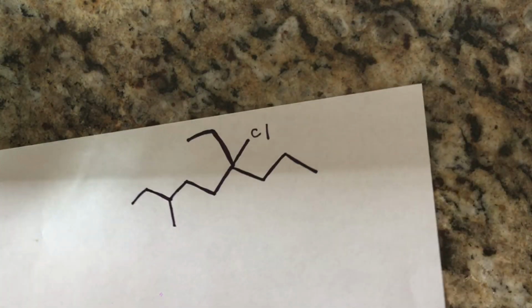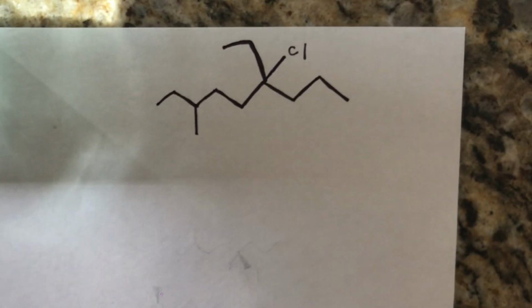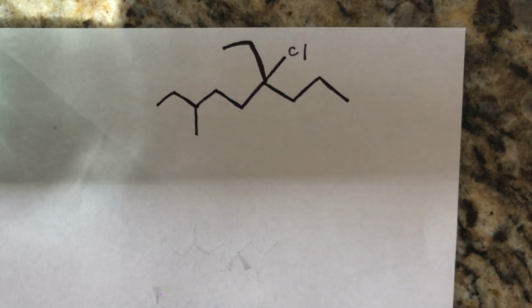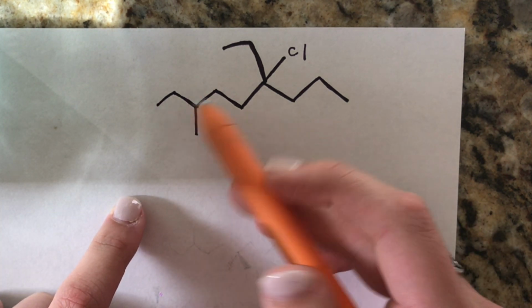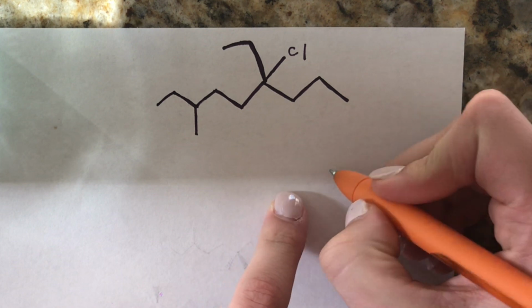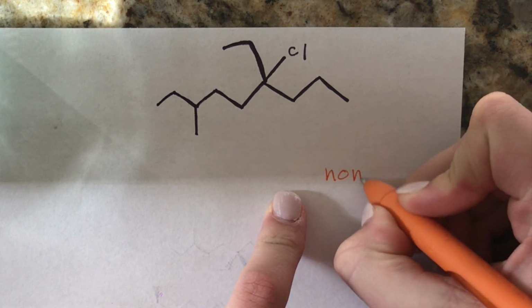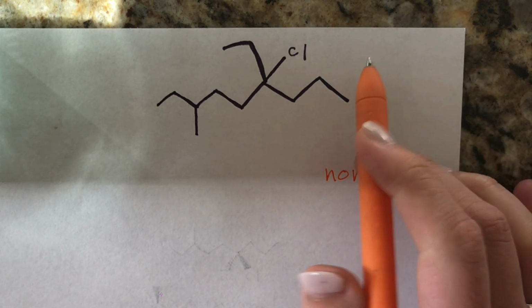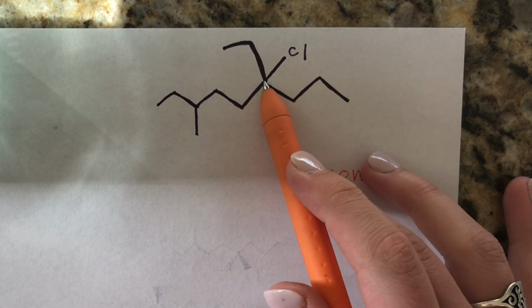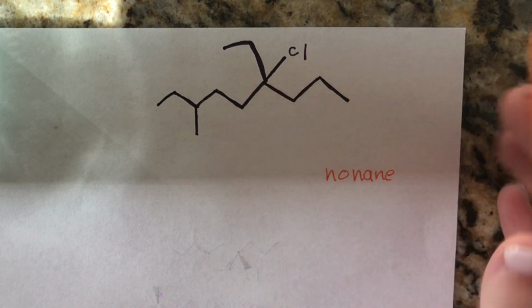But what if we were given a molecule, a chain that looks like this? You might think that's kind of scary, but it's not. Again, this has 9 carbons, so we know that it will end in the name nonane. But you might ask, well, how do I name these weird things coming out of it?